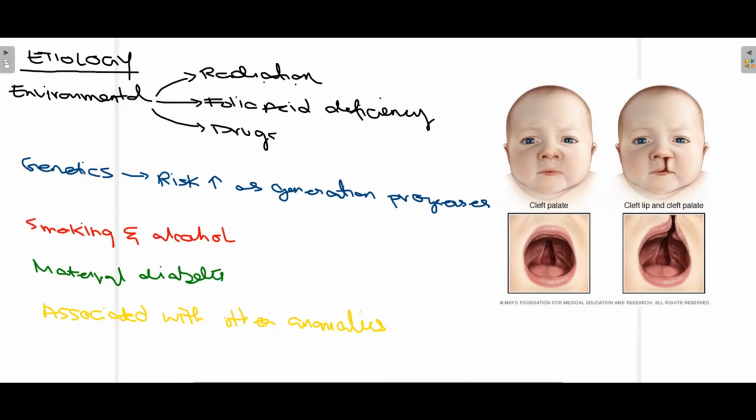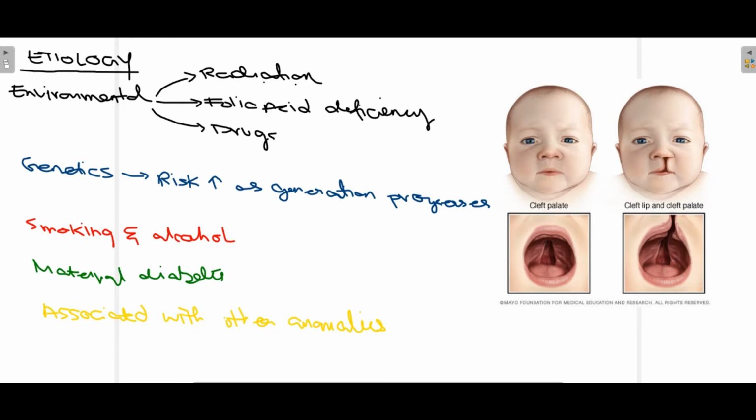Secondly, we have genetic factors. Genetic factors are basically when your mother or your parents, or even someone in your family, is suffering from cleft lip and palate, there are chances that you may develop cleft lip and palate, and as the generation progresses there are increased chances of developing it. For example, the first child has a 5% chance of developing cleft lip and palate. The next child may have an increased percentage. Consumption of smoking and alcohol during pregnancy is associated with developing cleft lip and palate.